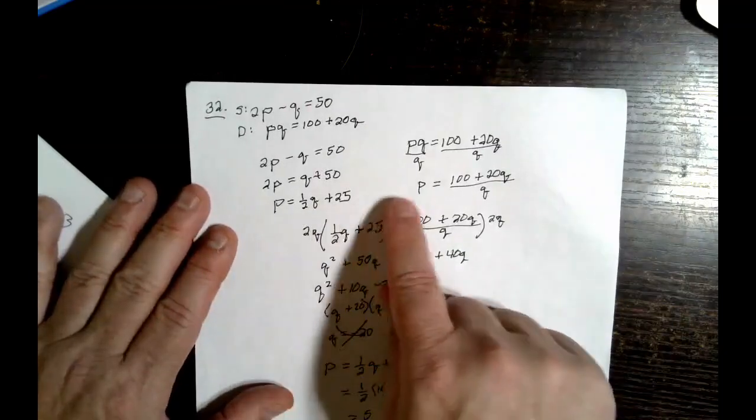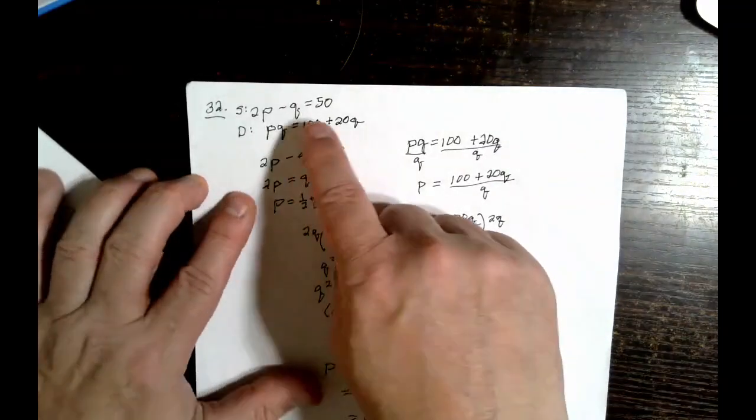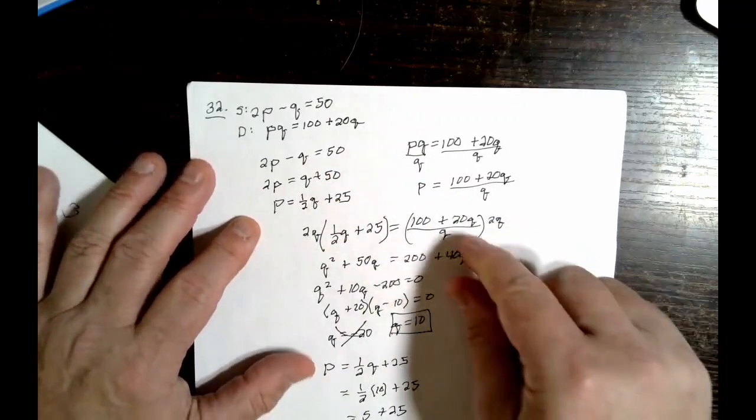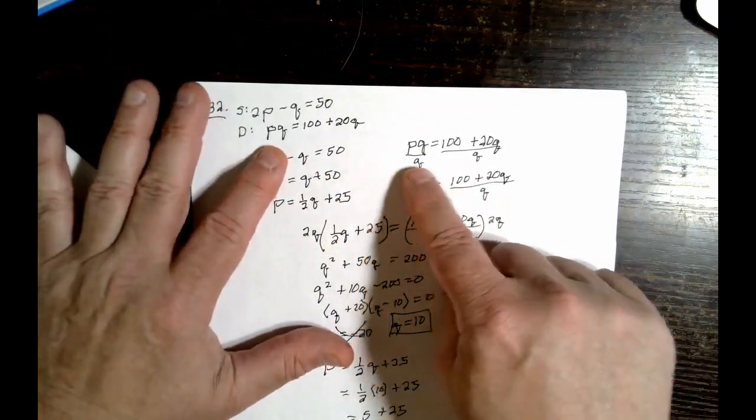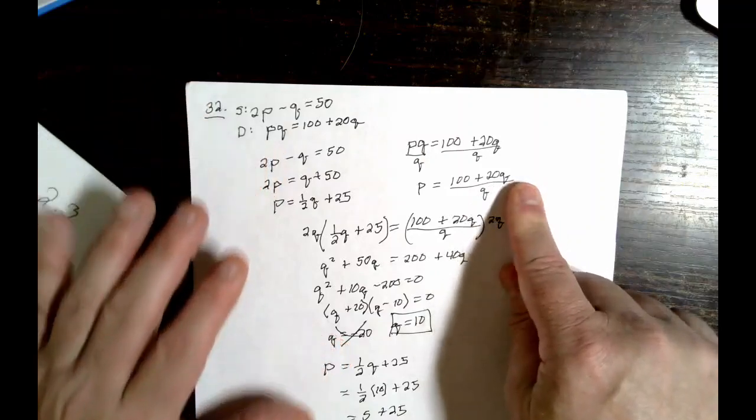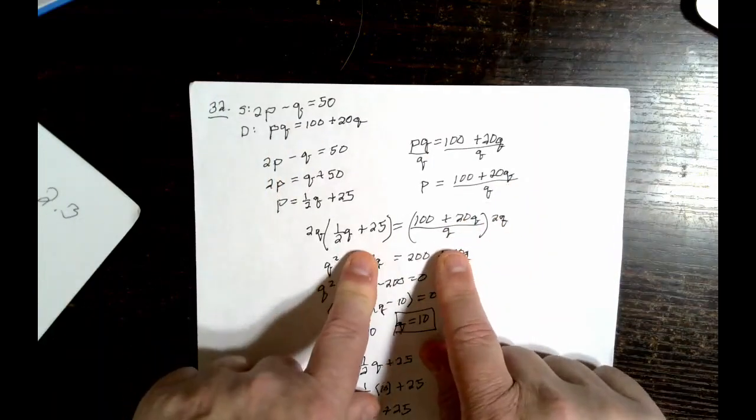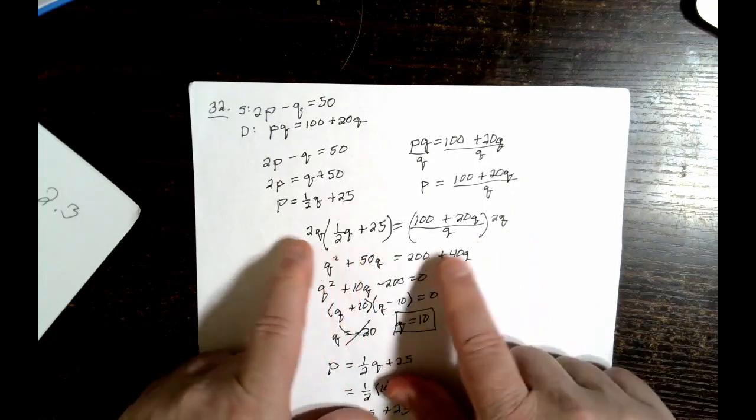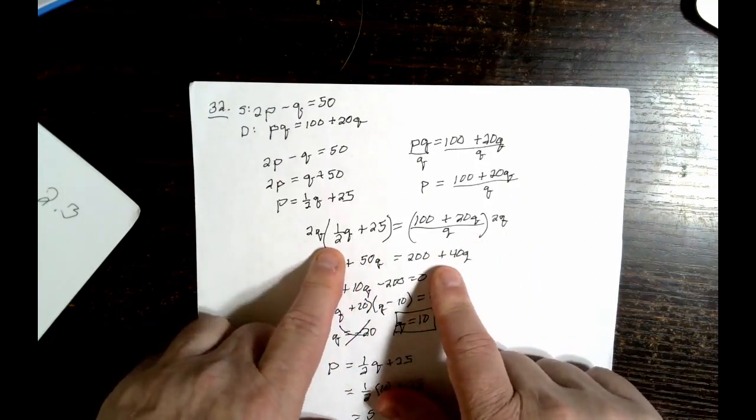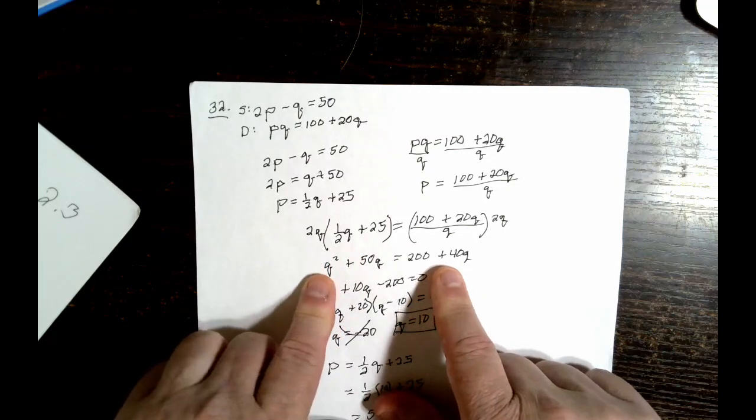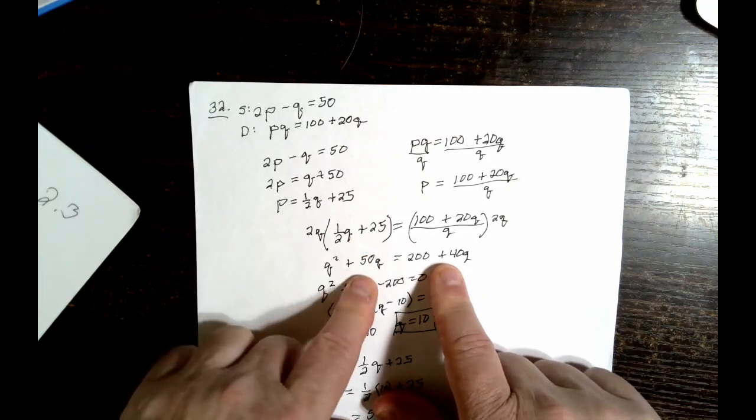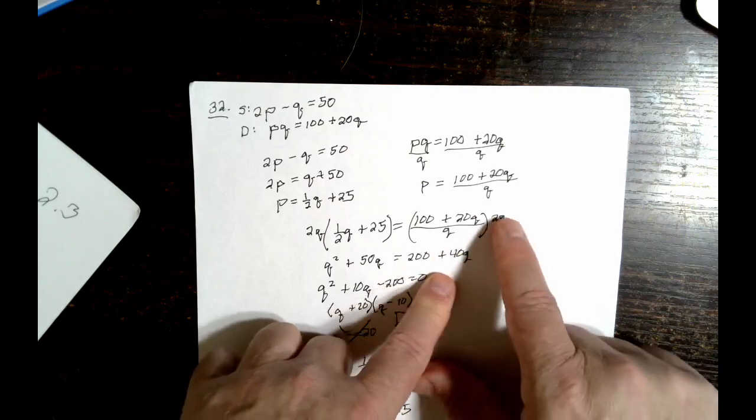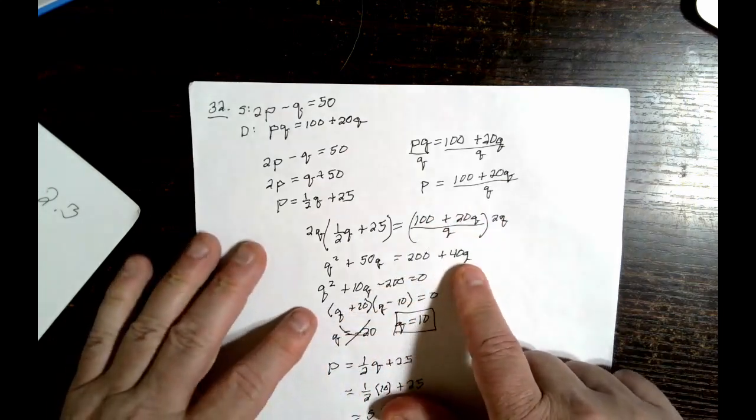I solved it for p. I took this one and brought the q to the right and divided by 2. And on this one I solved it for p by dividing by q. So now I got these two guys equal to each other, and I solved by multiplying both by 2q. So 2q times 1/2 q gives you just q squared. 2q times 25 is 50q. And this one, your q's cancel, but you still have a 2 that hits the top.